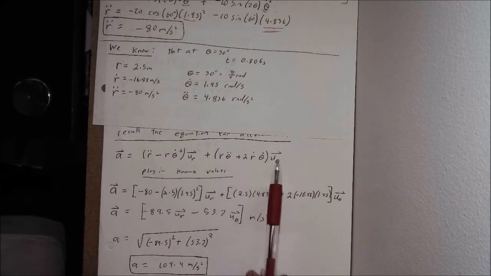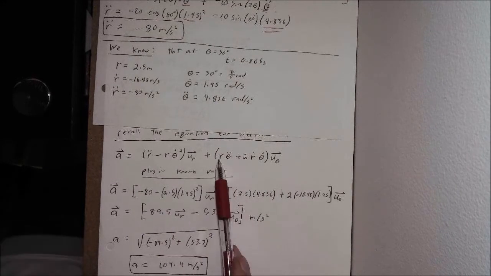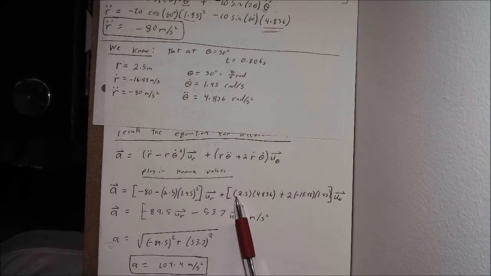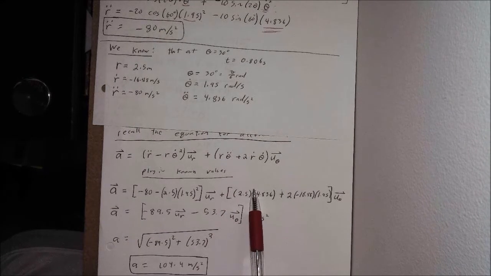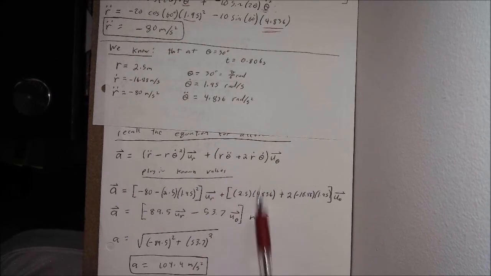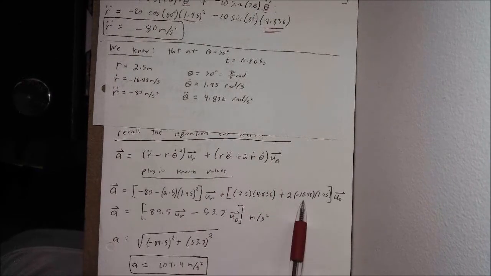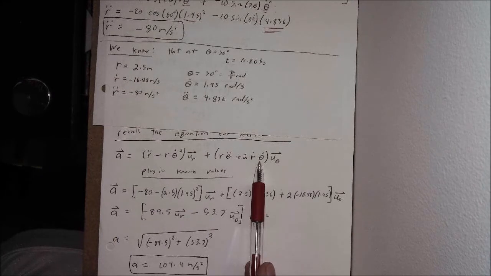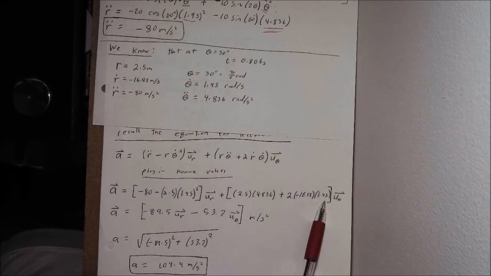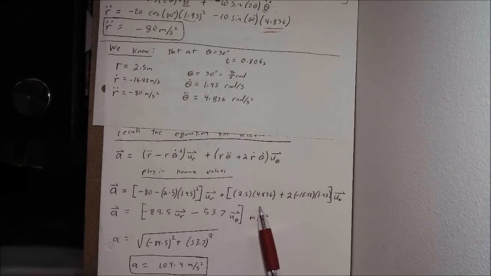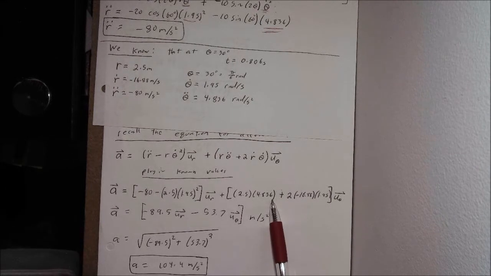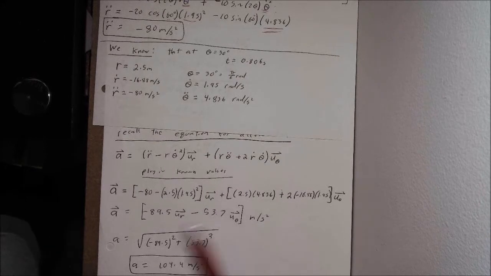Now we can move to the right-hand side, our theta side of the equation. So our r, again, is 2.5 meters. Now we have our theta double dot term of 4.836. Plug that in there, plus 2 times our r dot. Our r dot is negative 16.88. Plug that in there. And we have our theta dot term of 1.95. Plug that in there. All numeric values, plug and chug. Excel, MATLAB, Python, calculator, whatever your favorite is, you can use that.